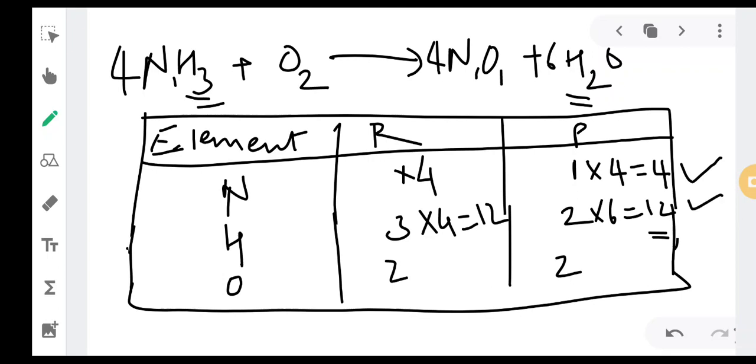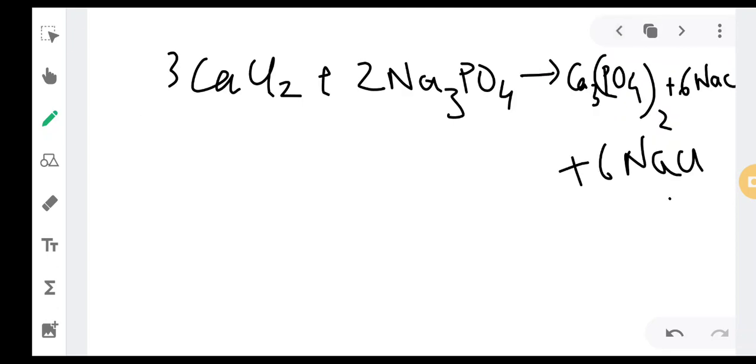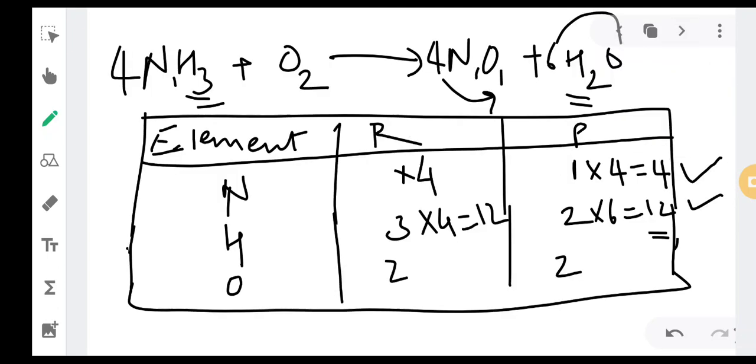What will happen to oxygen? Oxygen is 4 in numbers plus 6 in numbers, so total there are 10 atoms of oxygen on the right hand side, whereas there are only 2 atoms of oxygen on the left hand side. So how will you convert 2 into 10? Multiply the left hand side oxygen with 5, and it will become 10. So this is how you need to balance such type of chemical equations.